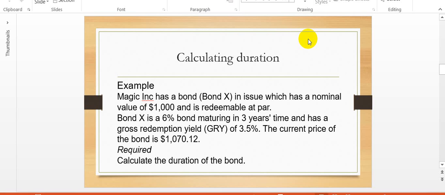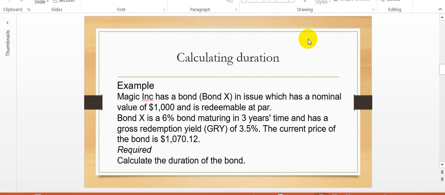The second word is redeemable at a premium. The question will give you what the premium is. You simply add that premium to the nominal. So if, for example, the nominal is 5%, then you add the 5% to the nominal.